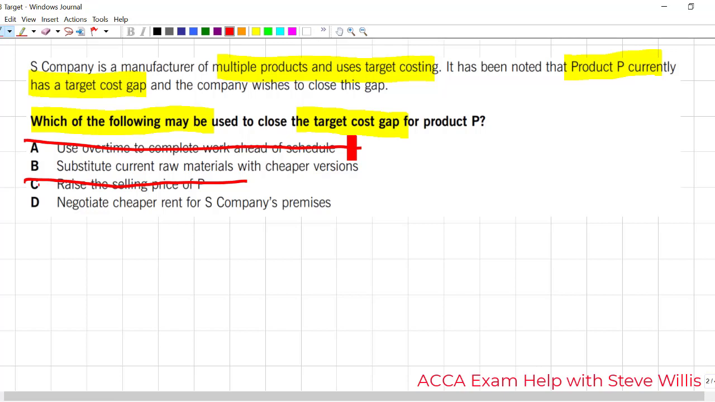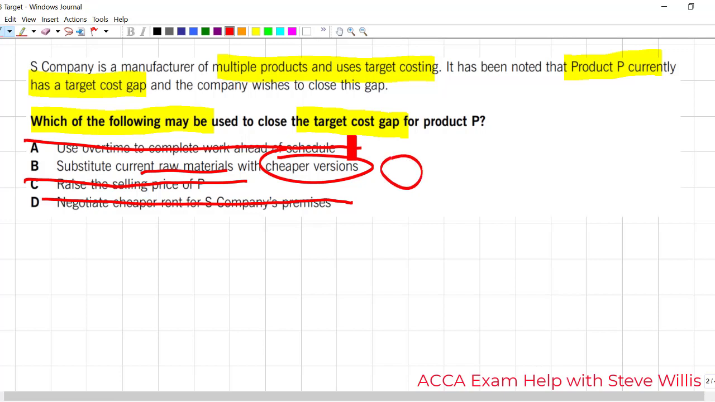Now we got 2 things left. Substitute the current raw materials with cheaper versions or negotiate cheaper rent. Rent is a fixed cost. It's not going to be linked to the product P's costs. So I don't like rent. Substituting current raw materials with cheaper versions. That's going to give me the quickest cost reduction.